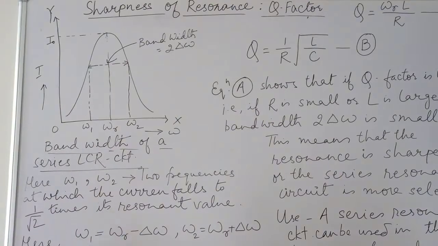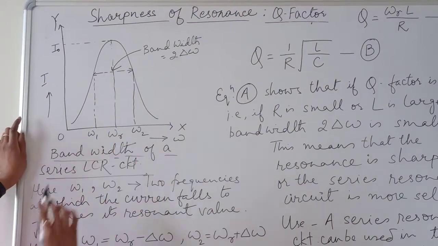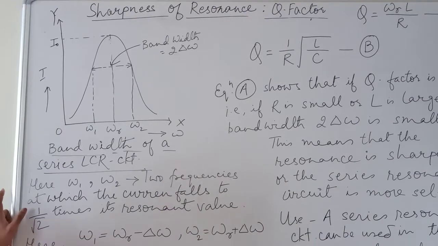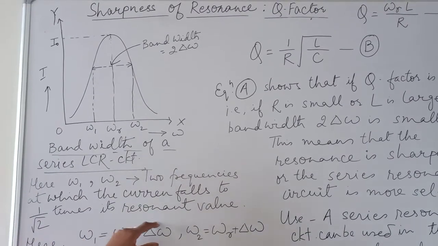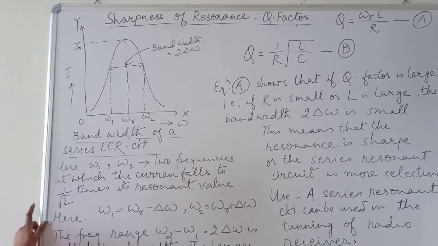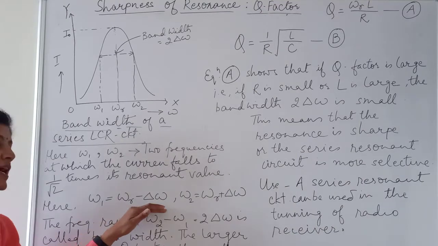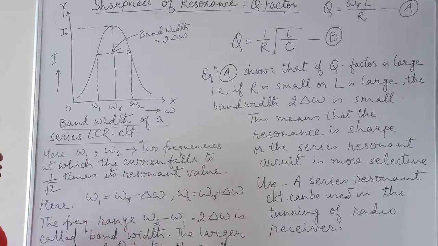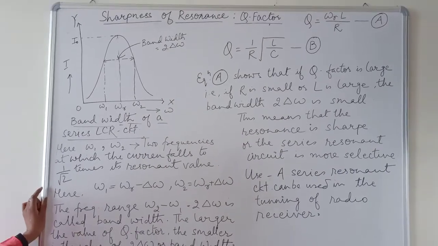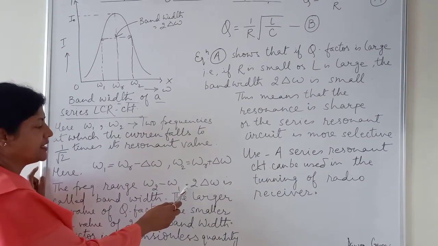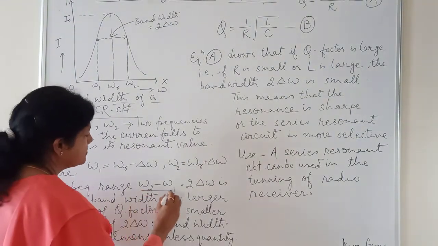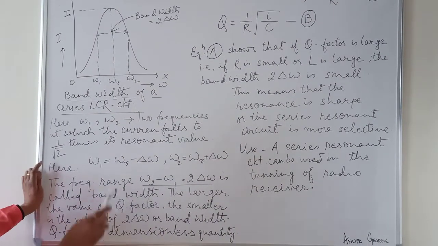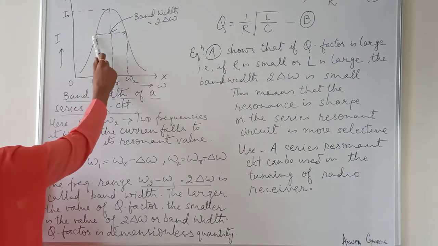Here omega 1 and omega 2 are two frequencies at which the current falls to 1 upon root 2 times its resonant value. Here omega 1 is equal to omega R minus del omega, and omega 2 is equal to omega R plus del omega. The frequency range omega 2 minus omega 1 is equal to 2 del omega, and this frequency range is called bandwidth.